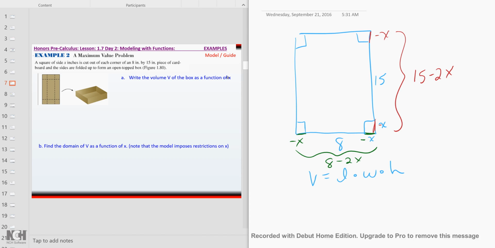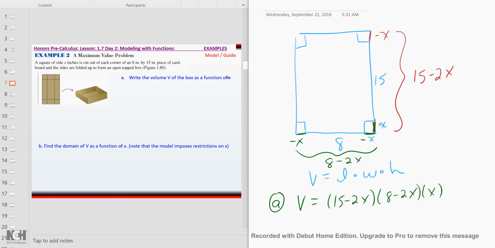And the height is going to be, if you fold it up, it's going to fold up a length of x. So now I can write my equation for volume. Instead of length, I'm going to put 15 minus 2x. Instead of width, I'm going to put 8 minus 2x. And instead of height, I'm going to put x. And for A, we're done. We wrote an equation for the volume of the box defined as a function of x.